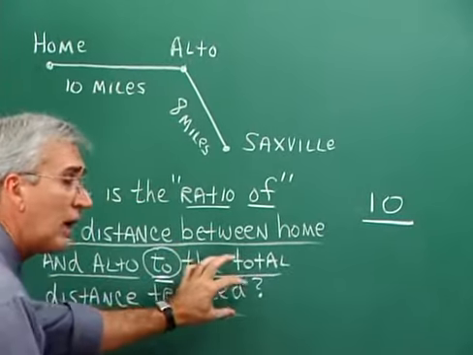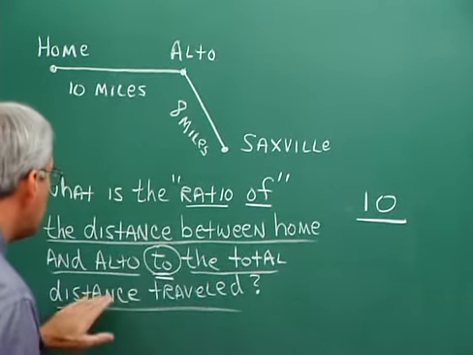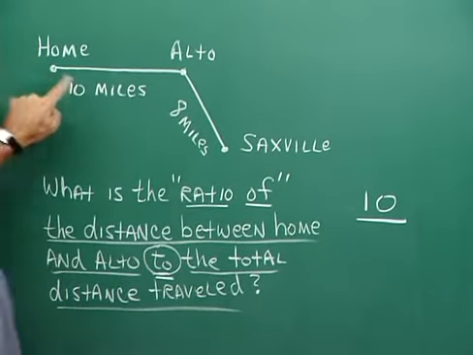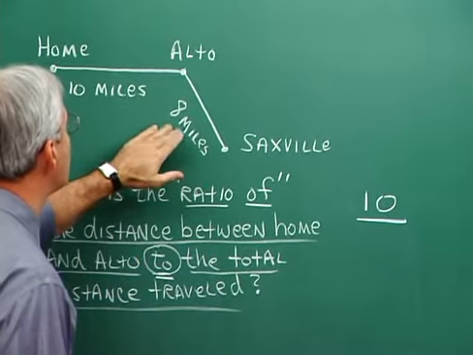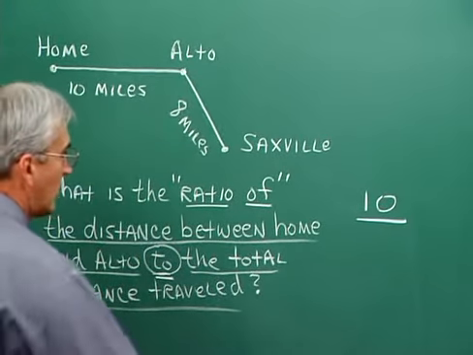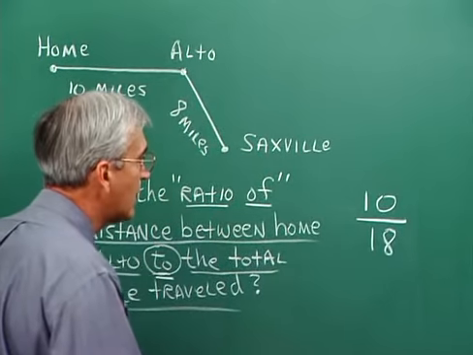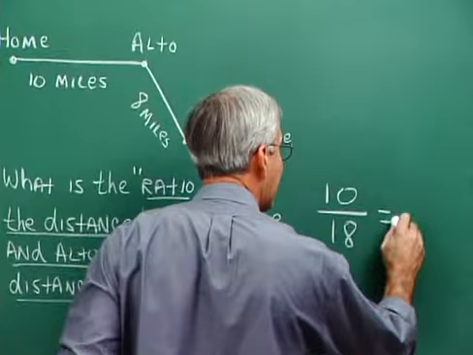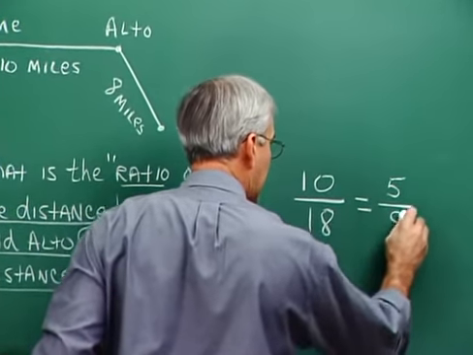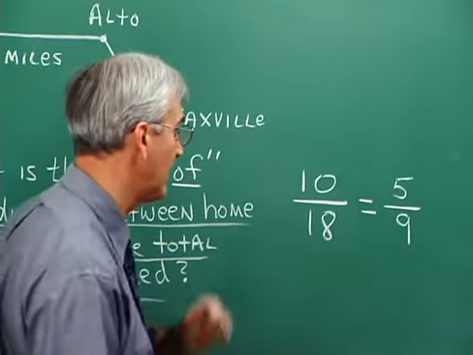Okay, now we're going to describe the denominator of the ratio fraction. The total distance traveled. Well, we're traveling from home to Saxville. That total distance is 10 miles and 8 miles. Oh, that's 18 miles. So this is the ratio of 10 to 18. You see, like this. And we can reduce, let's see, 2 into 10 goes 5, 2 into 18 goes 9. So it's the ratio of 5 to 9. And we know that we could write this in a couple of other ways as well.